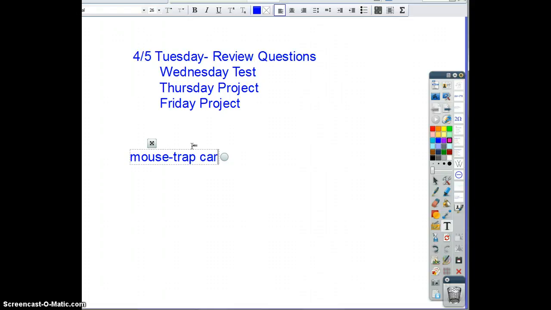That way I can ensure that everyone in the class has the same brand of mousetrap, because there is a difference amongst brands, and everyone's getting the same amount of power. Things you will be allowed to do to the mousetrap will be to attach it to your car. You can lengthen the snapping arm if you like. You cannot alter the spring of the mousetrap.